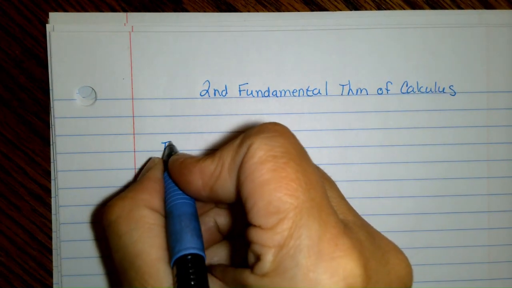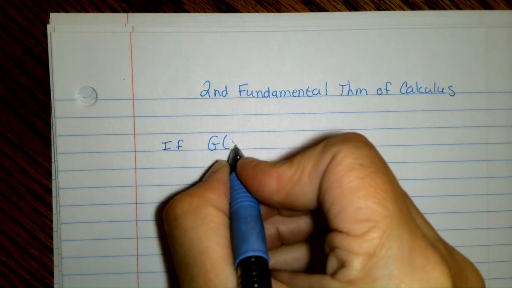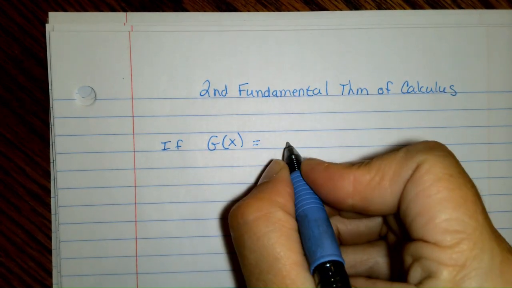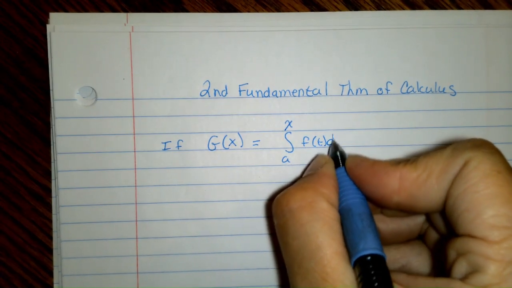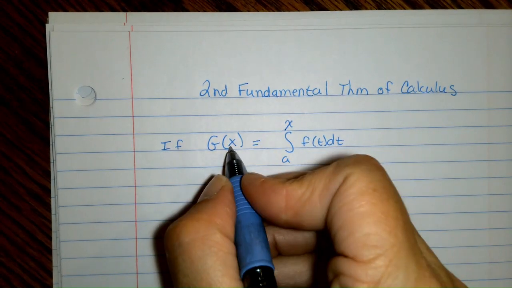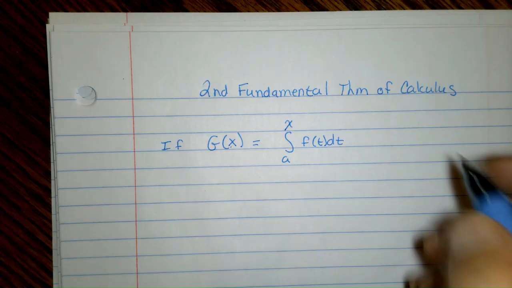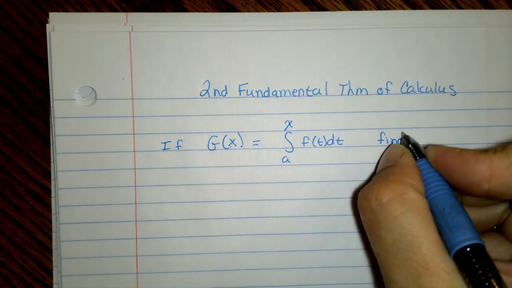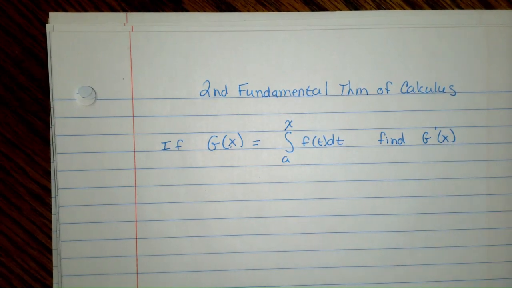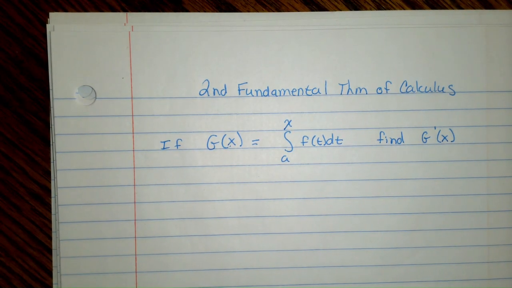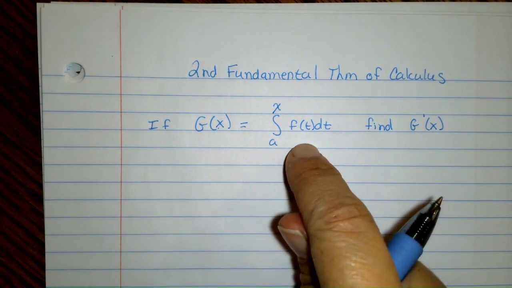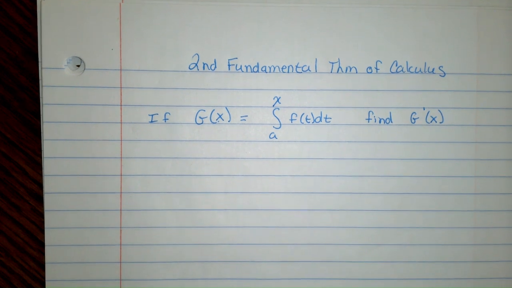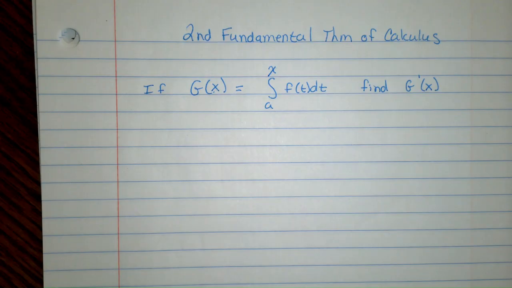Okay, if g of x, notice the capitalization there, equals the integration from a to x of f of t dt. Now notice these are both t's, these are both x's. Okay, that's very important. Find g prime. So find the derivative of g, which is the integration of f. We're going to go ahead and work it out completely, and then we're going to come back and kind of talk about what's really going on here.